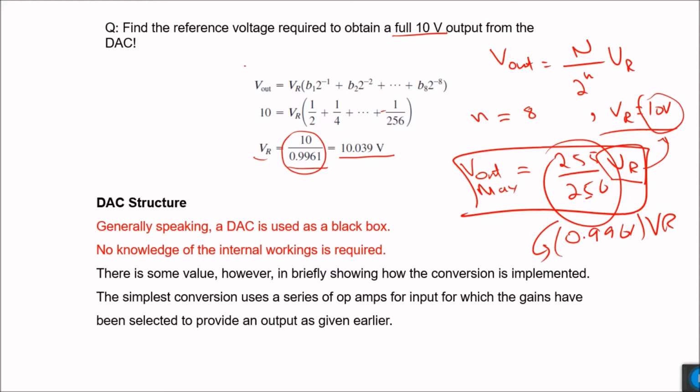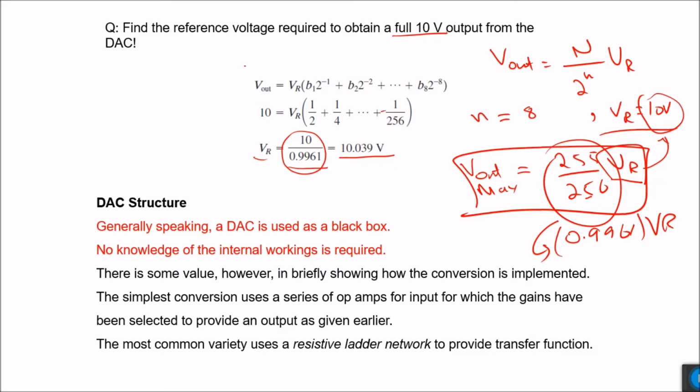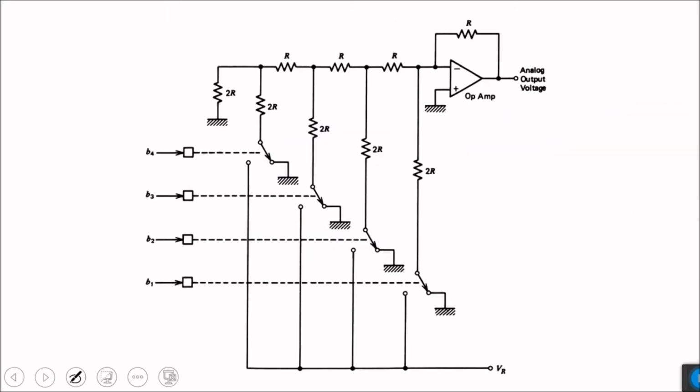So the simplest conversion uses a series of op-amps for input, for which the gains have been selected to provide an output as given earlier. And the most common variety uses a resistive ladder network to provide that transfer function. And here is one of the most common forms of the digital to analog converters.